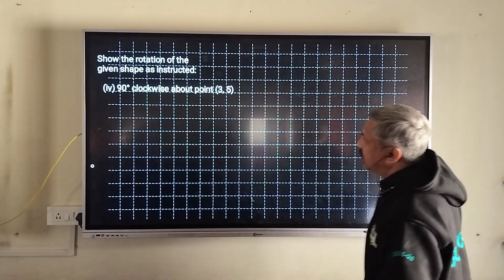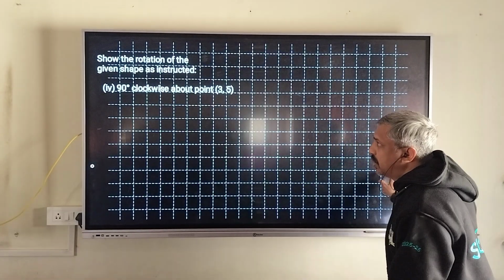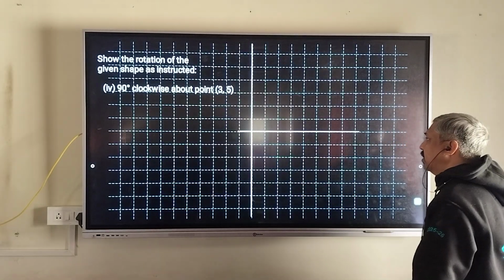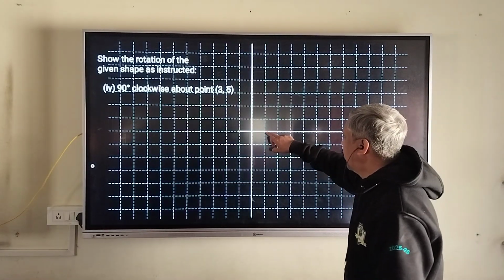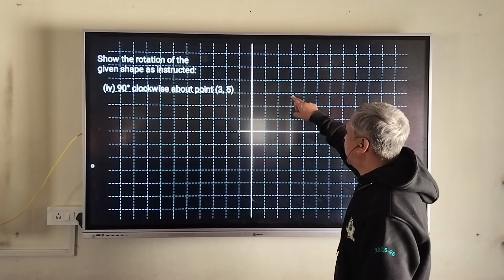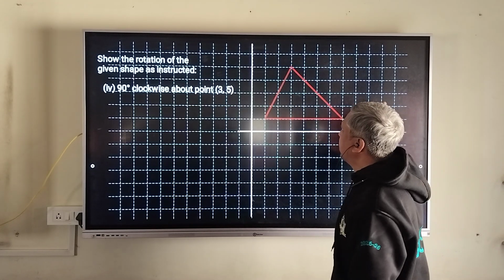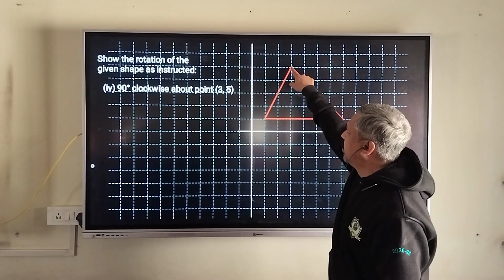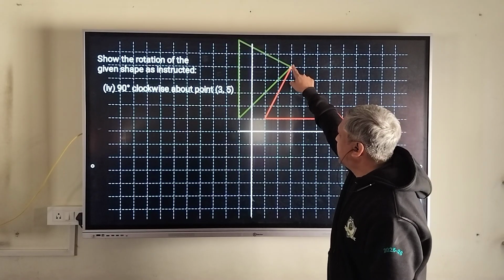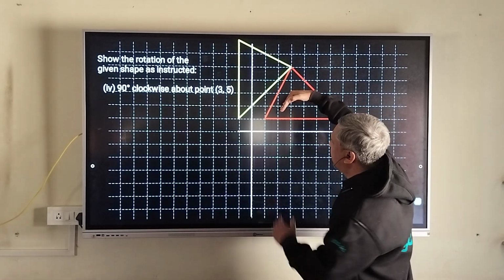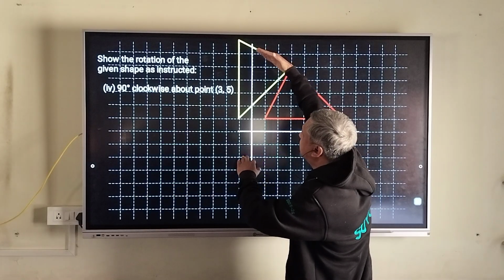Three five. This is interesting. 90 degrees clockwise rotation about 3.35. Is it 3.5? 1, 2, 3, 1, 2, 3, 4, 5. Here it is. If this is the center, then this point will remain the same, but this will rotate 90 degrees like this.